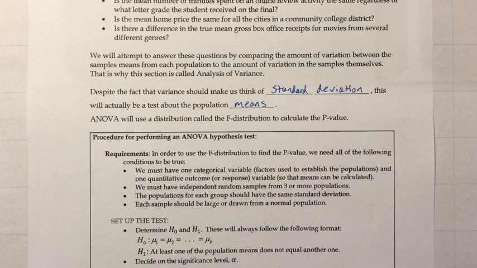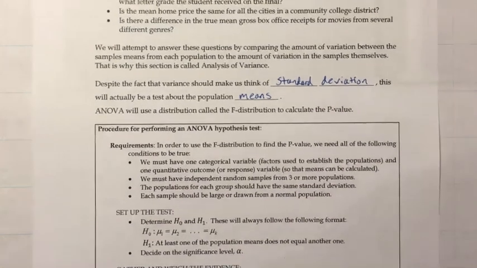And then the populations for each group should have the same standard deviation, so we want an equal spread in those populations. We'll only be looking at samples, so we'll do the best we can to judge if the populations have equal standard deviations or not. And then each sample should either be large or drawn from a normal population, and large will have that normal n greater than or equal to 30 idea. And a lot of times we don't have samples that big, so we'll need those normal populations, and we have kind of a quick way to assess that.